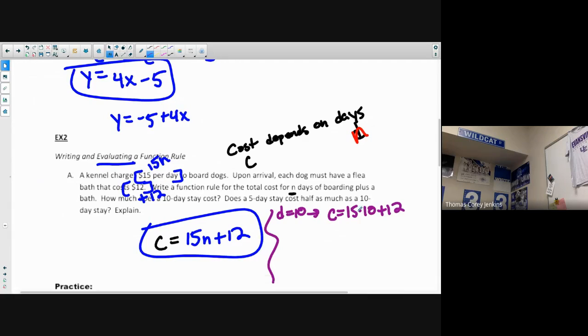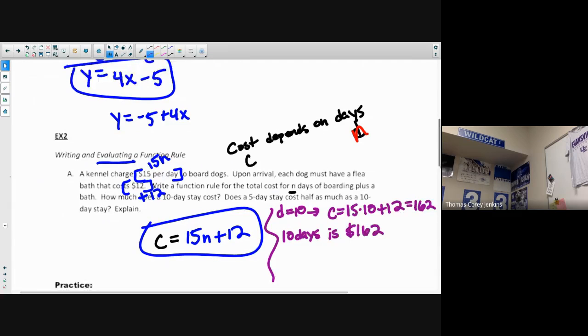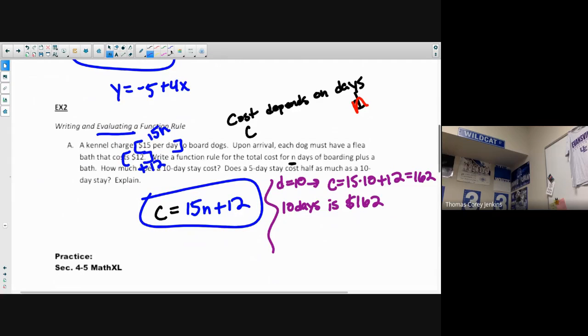So that is going to be 150 plus 12. That'd be 162. So we can say 10 days is $162. These pets get expensive, I'll tell you. And then is a 5-day stay half as much? Let's just see. You might go ahead and try to think ahead, right? Do you think it would be? It's half as many days, so what do you think?